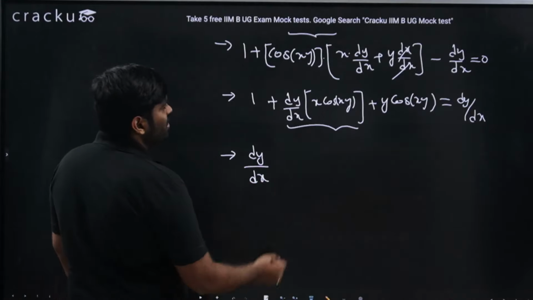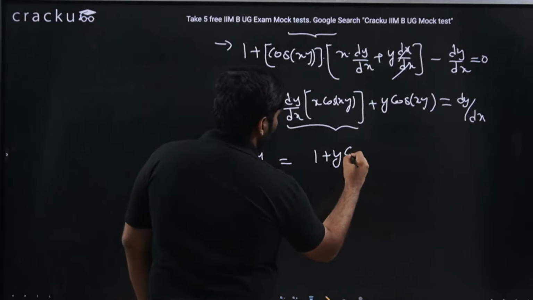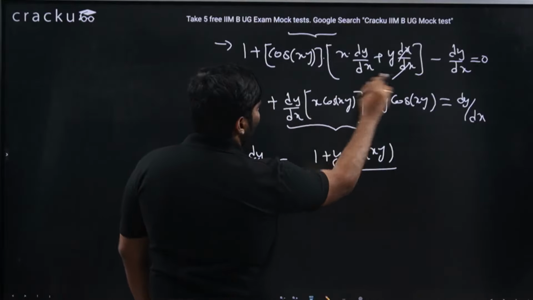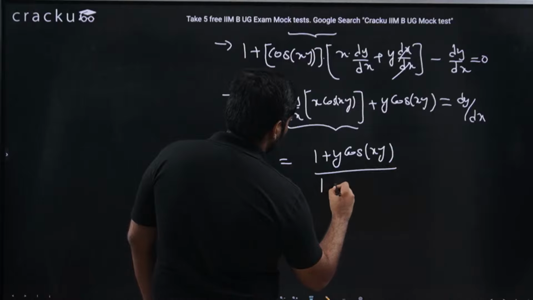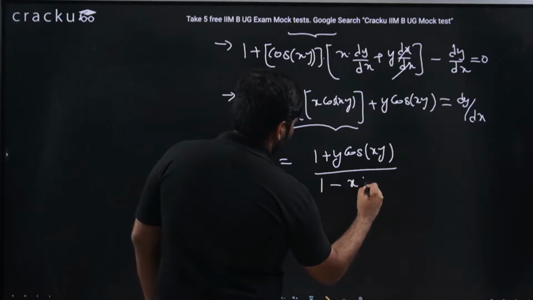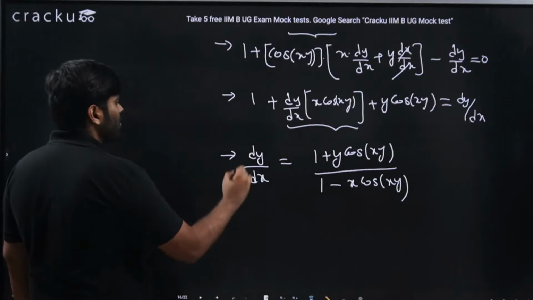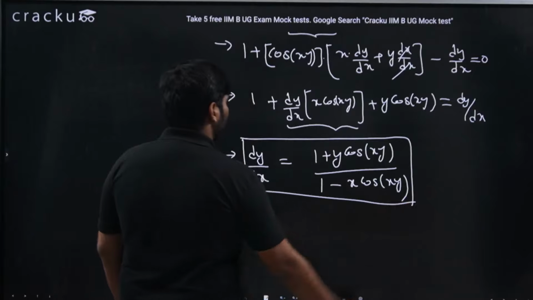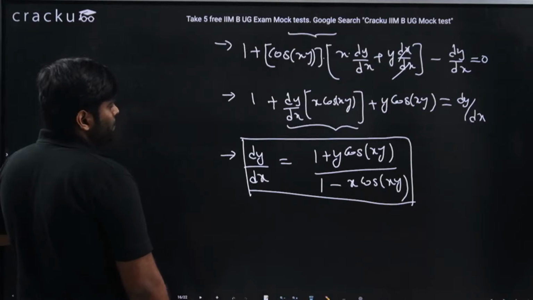dy by dx is nothing but 1 plus y into cos of xy divided by dy by dx going that side, then I'll get dy by dx into 1 minus x times cos of xy. So dy by dx is nothing but 1 plus cos of xy by 1 minus x cos of xy.